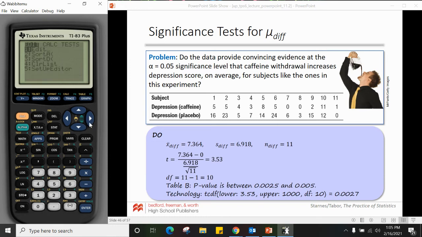When I go to stat test, I'm doing a one-sample t-test. So I can just do T-Test here. I have the data, and mu not is 0. My frequency is 1, and the list is L3. I'm looking if this is greater than 0. So I'm good there. I'm going to calculate. I should get, let's see.